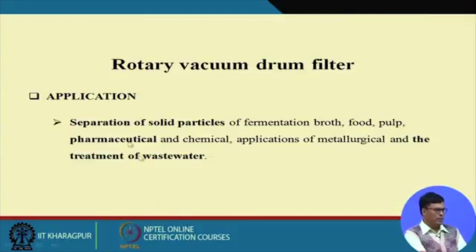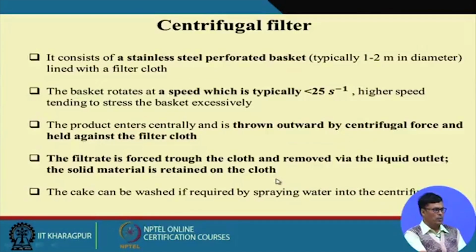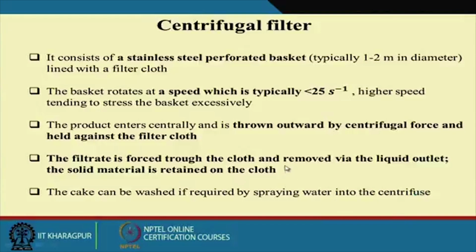The rotary drum filter separates solid particles from fermentation broth, food, pulp, pharmaceuticals, chemicals, and is used in metallurgical and treatment processes. Now let me close here, because in the next lecture I shall cover the centrifugal filter and other downstream processing. Thank you.